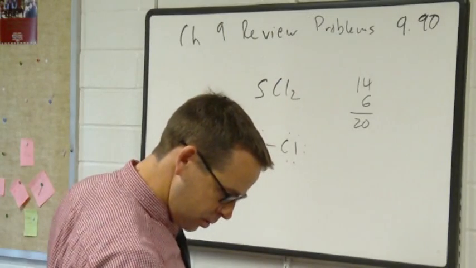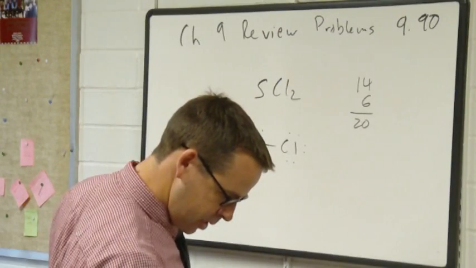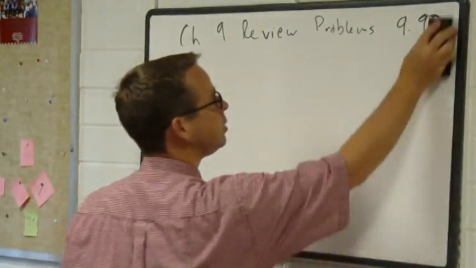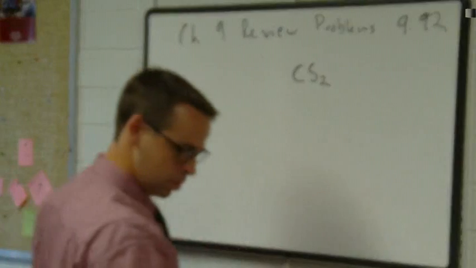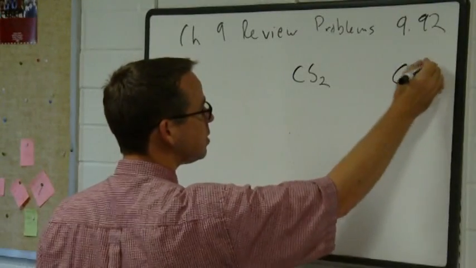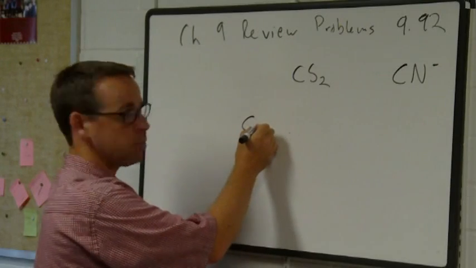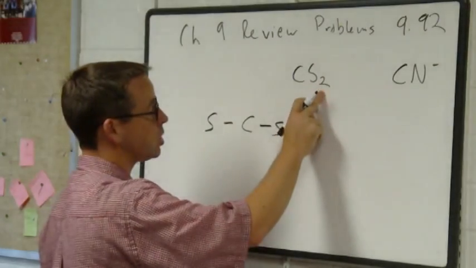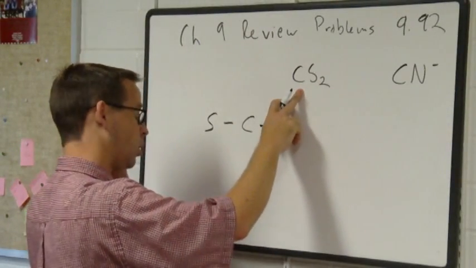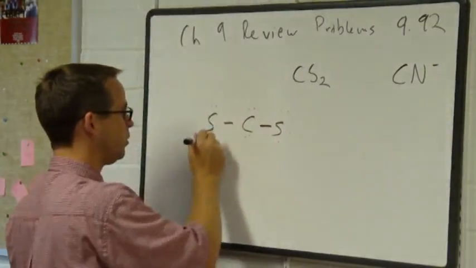Draw the Lewis structure for carbon disulfide and the cyanide ion. So this is 992 now. Carbon disulfide, CS2, and CN ion, CN minus, right? So carbon disulfide, carbon's always a central atom if it's given a choice. All right, so sulfur like this. Sulfur brings 6 each, 12 plus 4, 16. 1, 2, 3, 4, 5, 6, 7, 8, 9, 10, 11, 12, 13, 14, 15, 16.